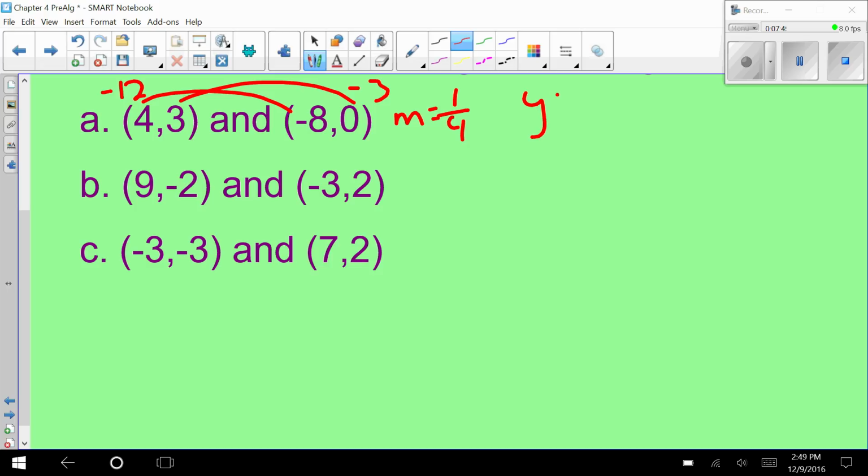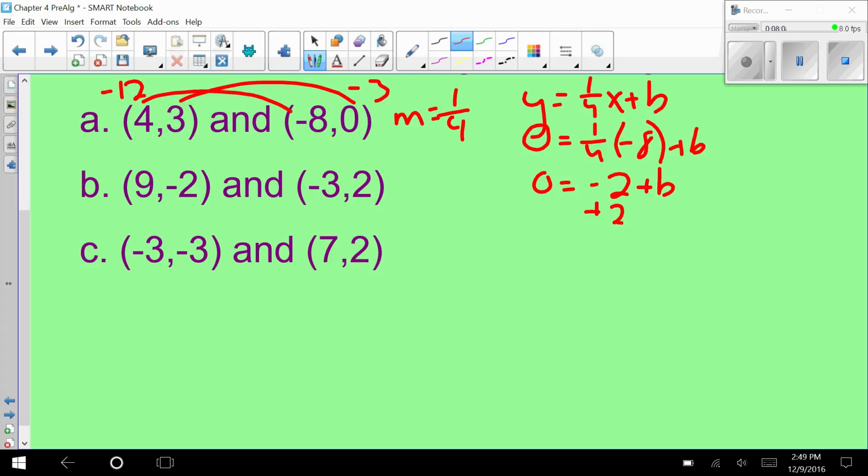Then I take my function y equals 1/4 x plus b. I plug in one of those 2 points. I'm going to plug in negative 8, 0. That would be 0 equals 1/4 times negative 8 plus b. Well, 1/4 times negative 8 is negative 2. Add 2 to both sides, and b equals 2. That means my equation is y equals 1/4 x plus 2.